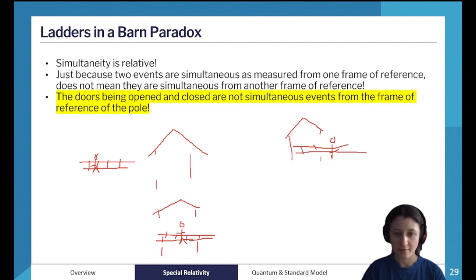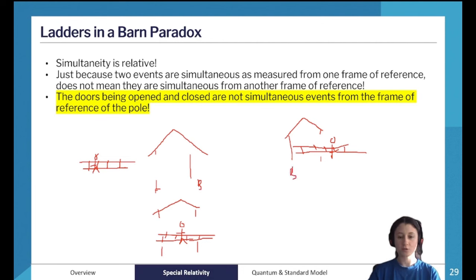Alright, so even though the doors are closed from her perspective, they're not closed simultaneously. In fact, the front door is open before the back door, and then after a while, the back door is closed and the front door is closed and the back door is open again. Alright? Okay. So the solution to this one is that the events of the doors closing are not simultaneous, and that is okay.